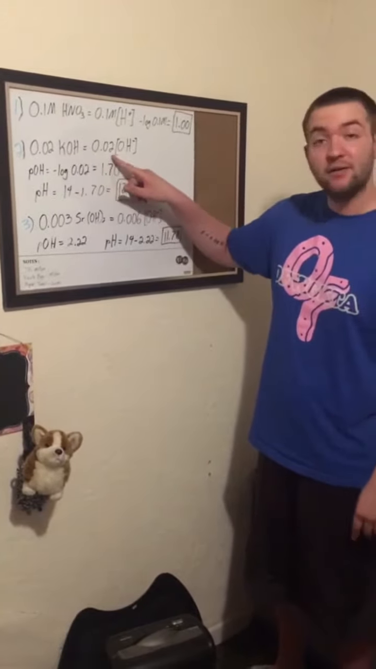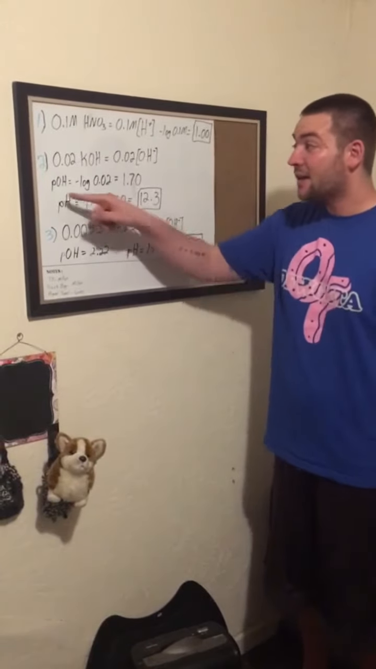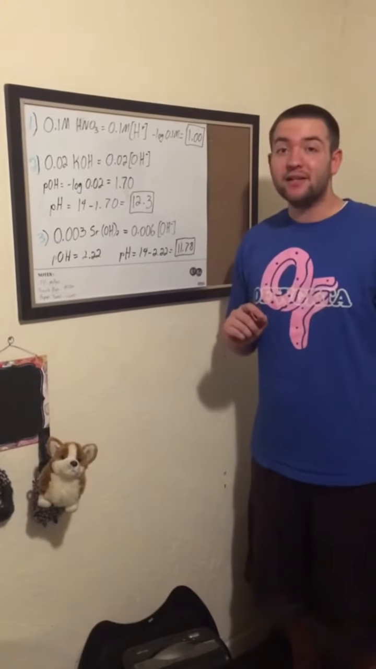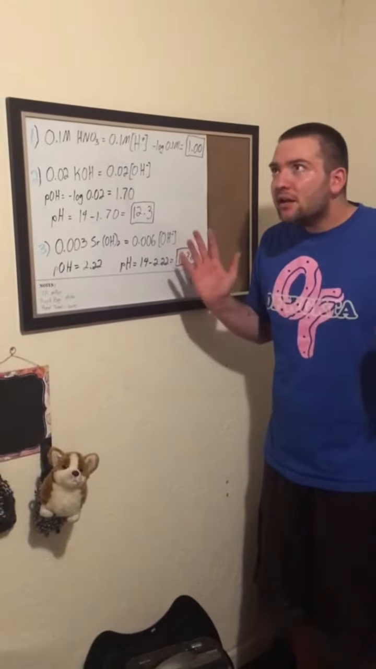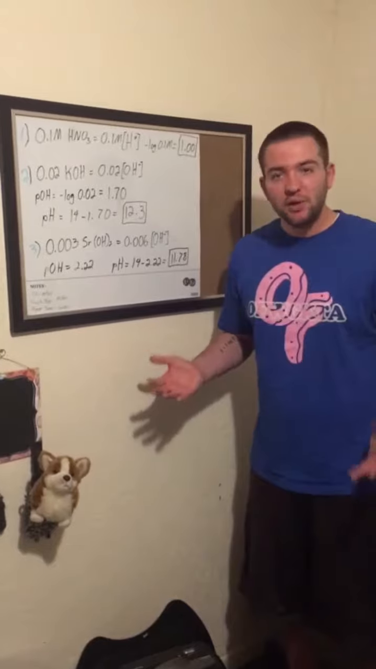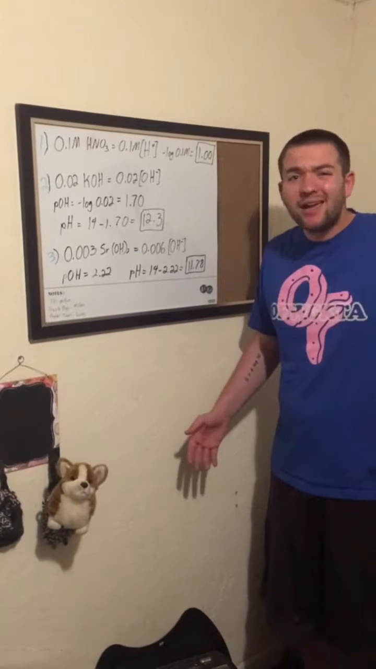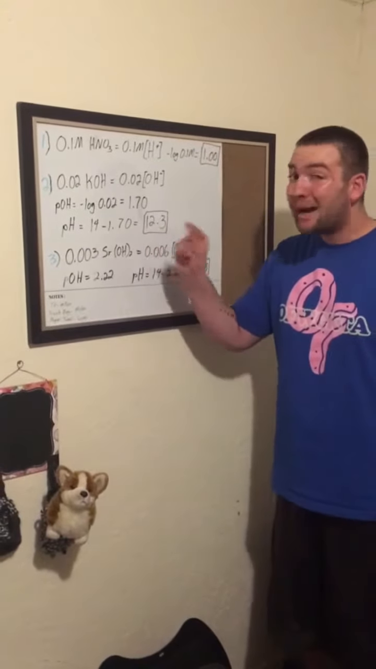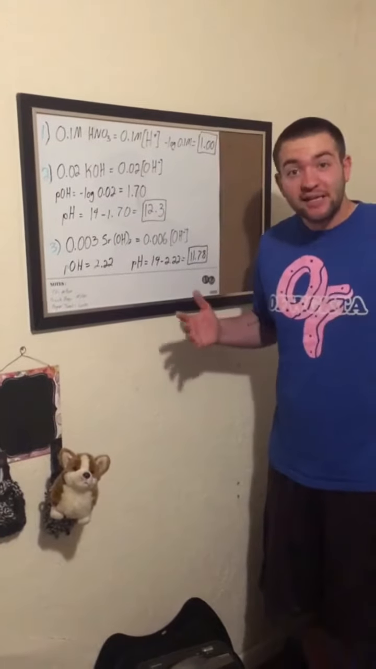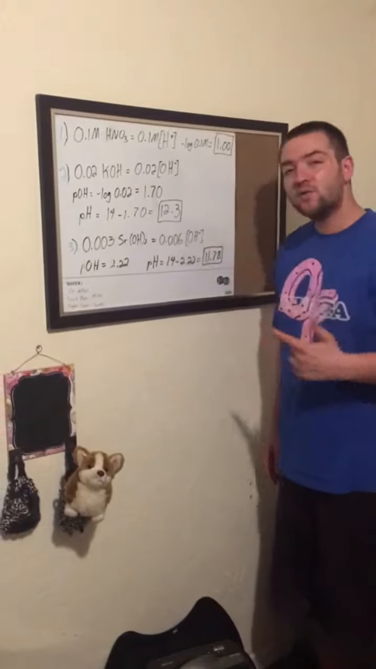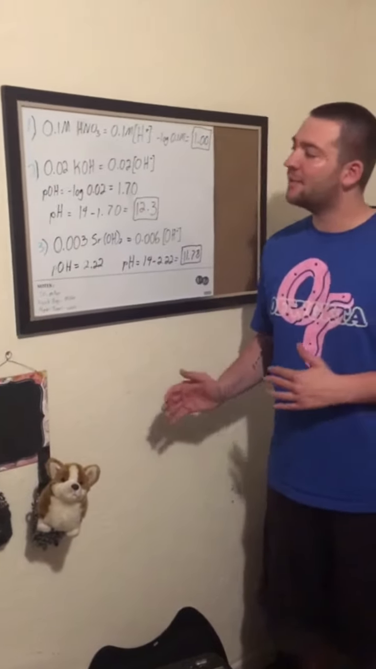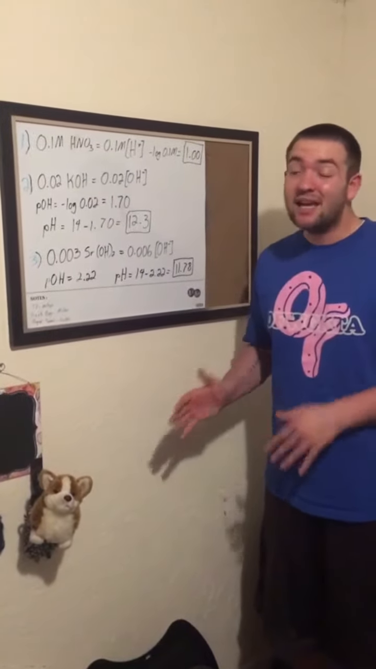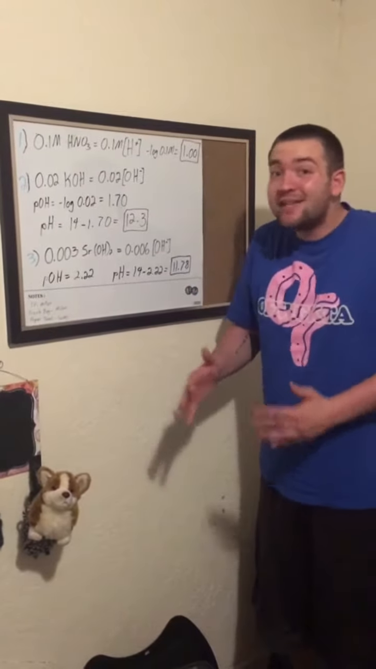All right, 0.02 KOH. That equals 0.02 hydroxide. pOH equals the negative log of that, which is 1.70. But, Lenny, we don't want to know the pOH, we want to know the pH. That's okay, because we got an equation for that. pH equals 14 minus our pOH. So guess what we got? A pH of 12.3. It's basic, and that makes sense because this is the base. Your answers should always make sense. If it don't make dollars, it don't make sense.